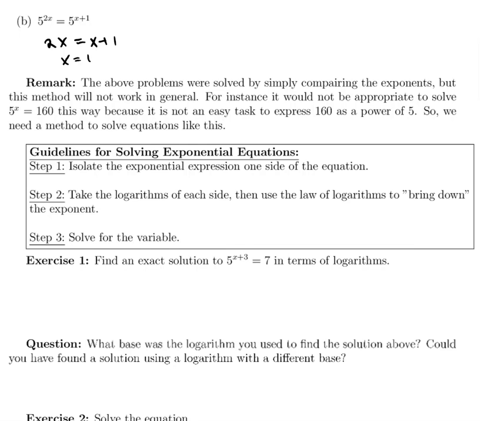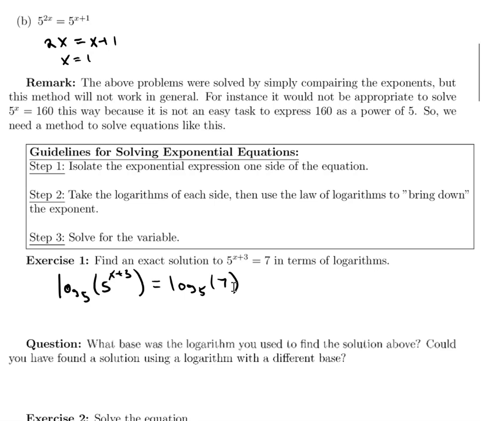So let's look at example 1 here. If I have 5 to the x plus 3 power is equal to 7, I already have my exponential expression isolated on one side, so I can jump right to step 2. And you might tell yourself, okay, since this is 5 to some power, I'm going to use a base 5 logarithm. And if you do that, then the left-hand side is log base 5 of 5 to the x plus 3, and the right-hand side is log base 5 of 7.